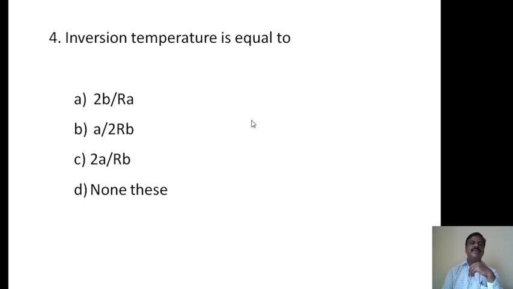Then the fourth one: the inversion temperature is equal to, A option 2b divided by Ra, B option a divided by 2Rb, C option 2a divided by Rb, and D option none of these. I will give just 10 seconds for you. You have to choose the correct answer.